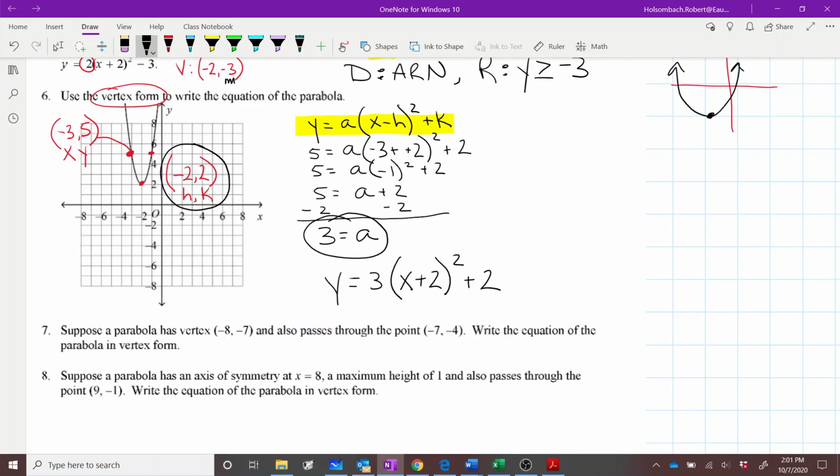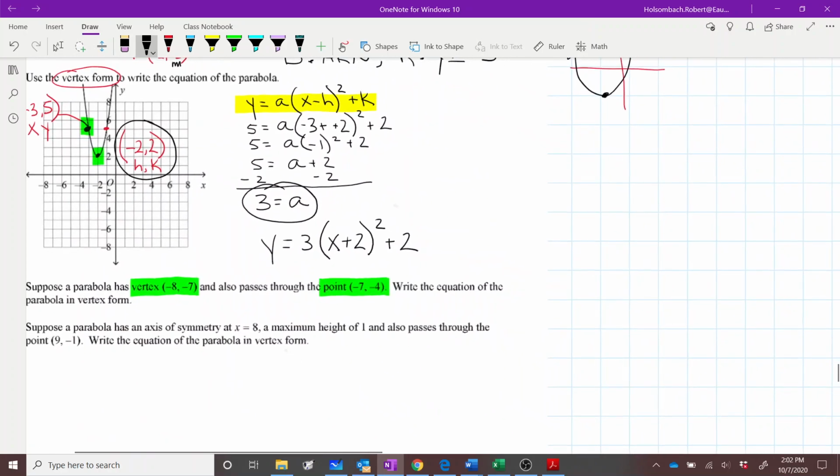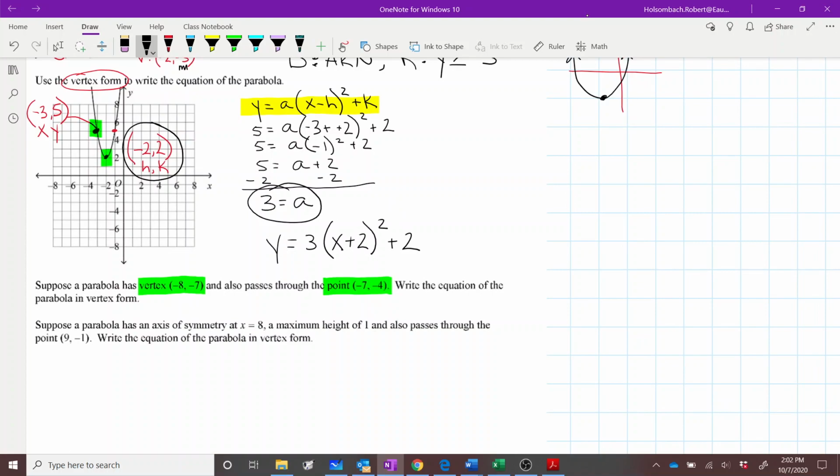Number 7 is the same problem, but you didn't have to find the vertex or a point on the parabola. They're telling you that the vertex is (-8, 7). They're telling you that it passes through the point (-7, -4). So if we're going to write the equation in vertex form, we can go right to this step right here.